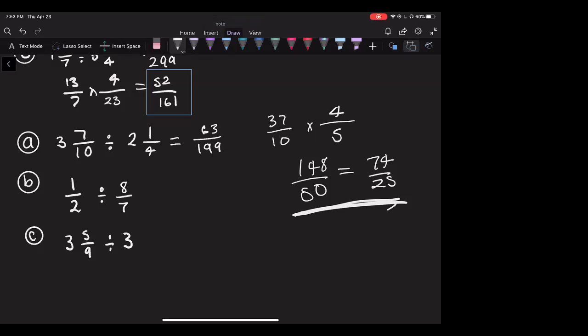I feel like what might have happened is maybe you forgot to switch? How'd you get 63 then? Over 199? I didn't hear what your bottom number was. What was your bottom number? It was 190. 190, okay. I did switch.